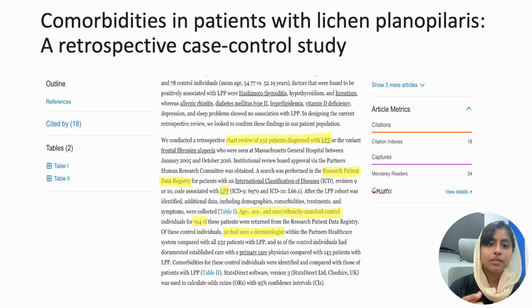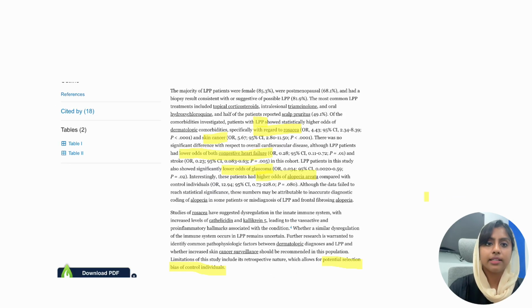So in this particular study, as you can see, they have taken a patient registry. If you think about it, it might not actually properly represent the source population, right? They have also found that there are certain diseases that are associated with lichen planopilaris. At the end of the study, as you can see in the limitations, the authors have clearly mentioned the possibility for selection bias. So this is the importance of knowing what the possible biases in a study are and how you can rectify them. Not in all cases can you rectify that, but in that case you have to keep in mind that the results may be biased.